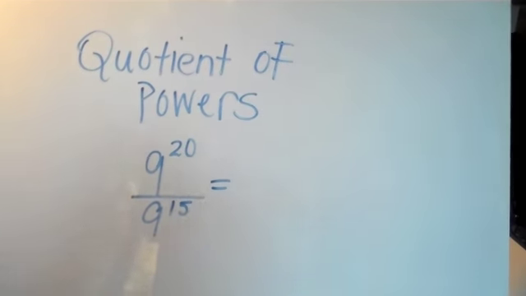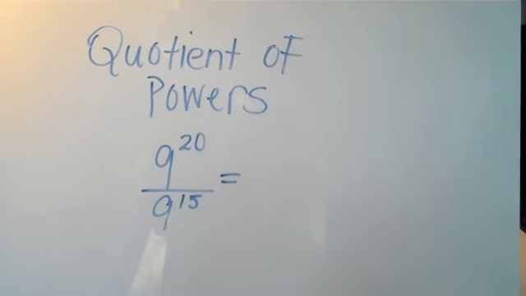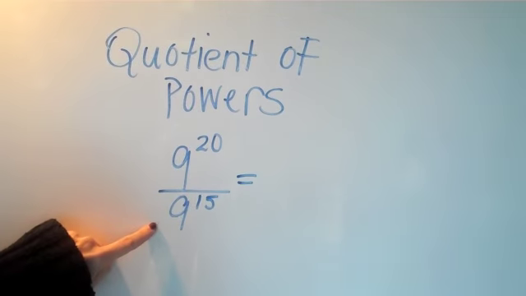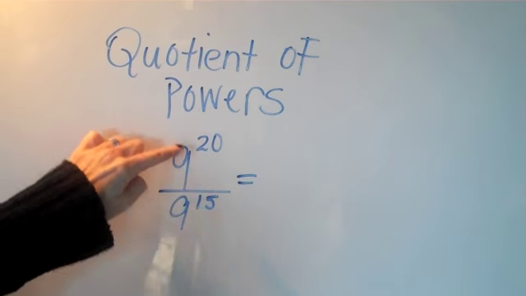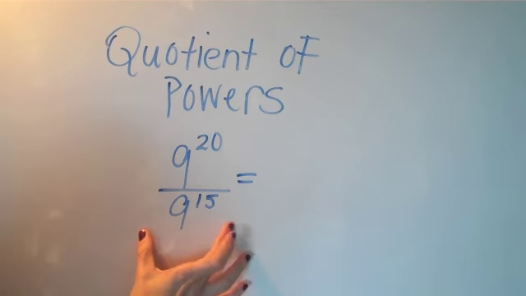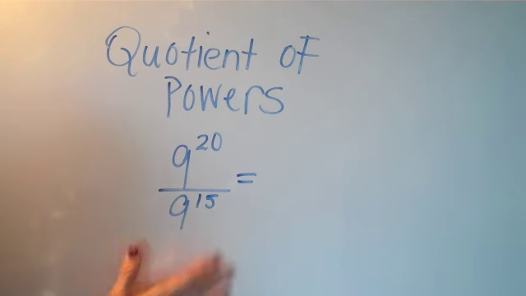When you're given a quotient of powers, it's in the form of a number or a power on the top, in the numerator, and a power on the bottom. And so this is essentially what a quotient of powers looks like.